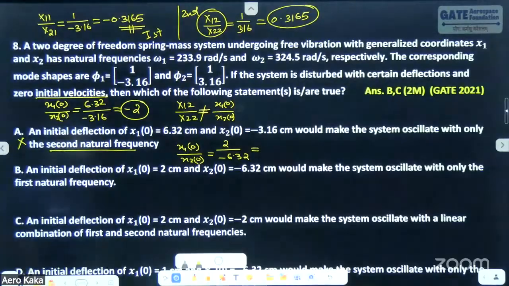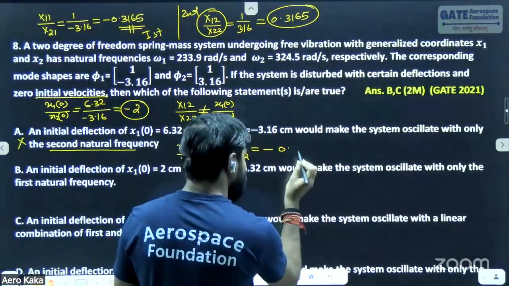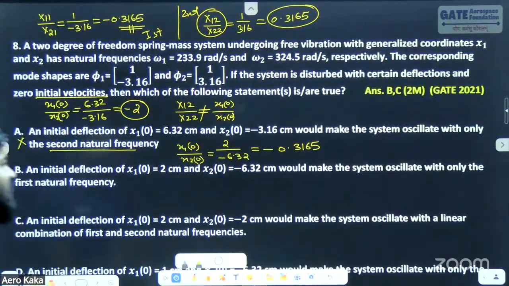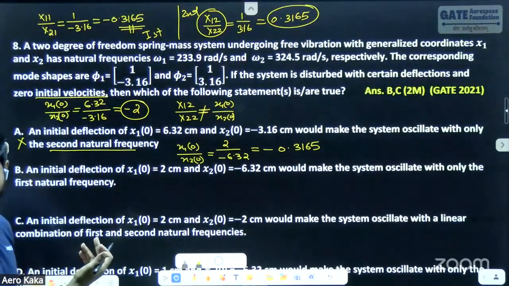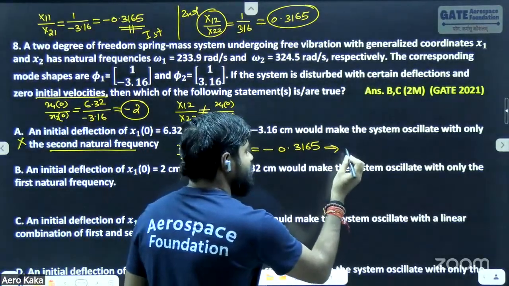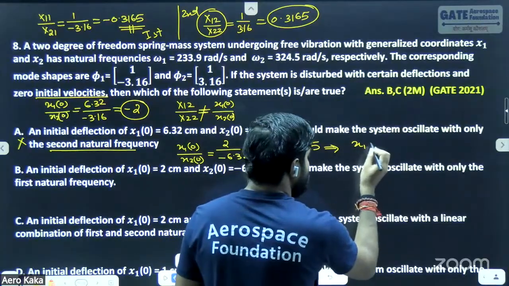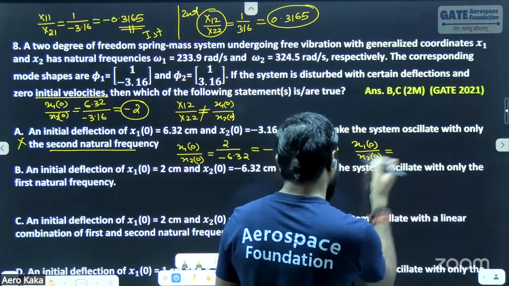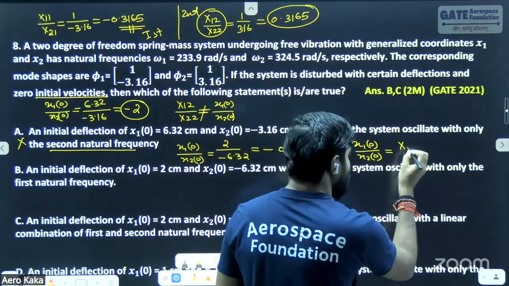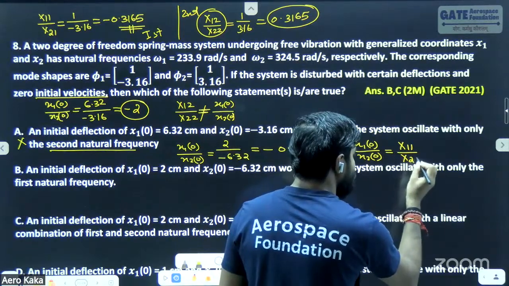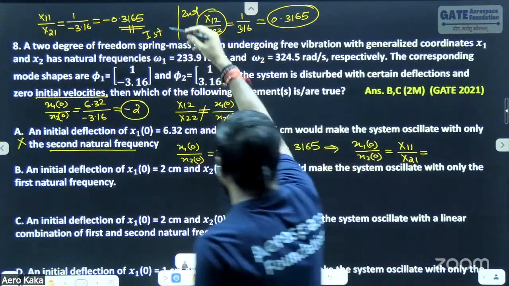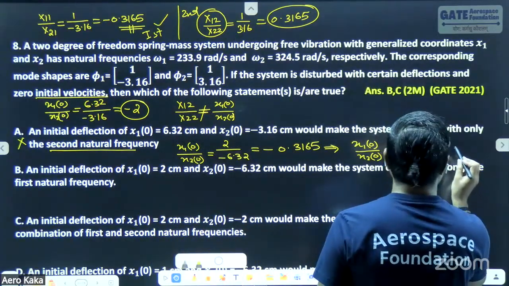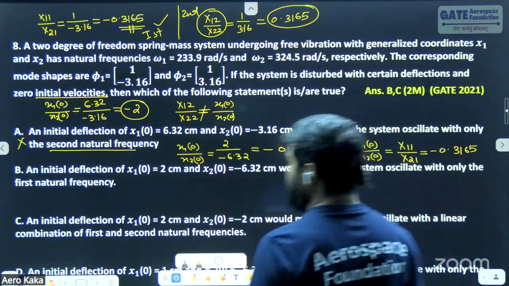Minus 0.3165. So are we getting the same value or a different value? Same value. Means what? In this case, x10 divided by x20, the displacement ratio of the given condition, is exactly equal to x11 divided by x21. Both are minus 0.3165. So is it correct or not?